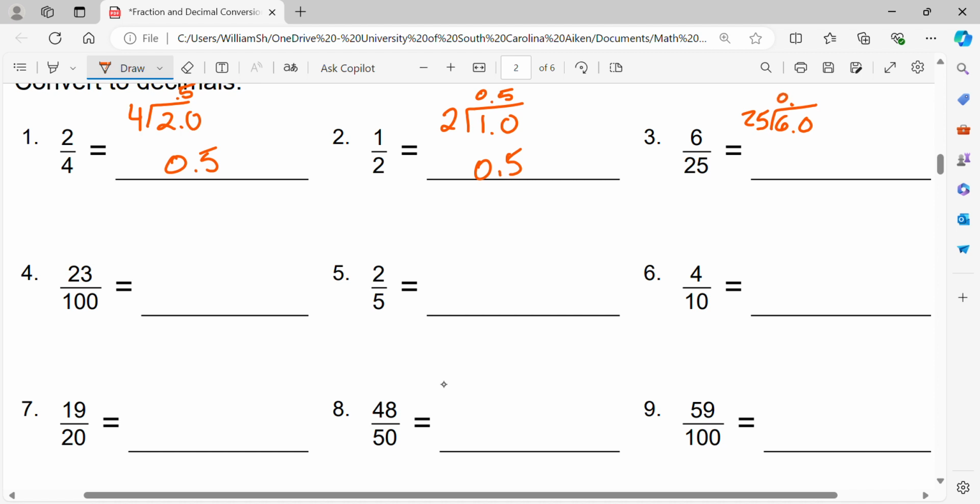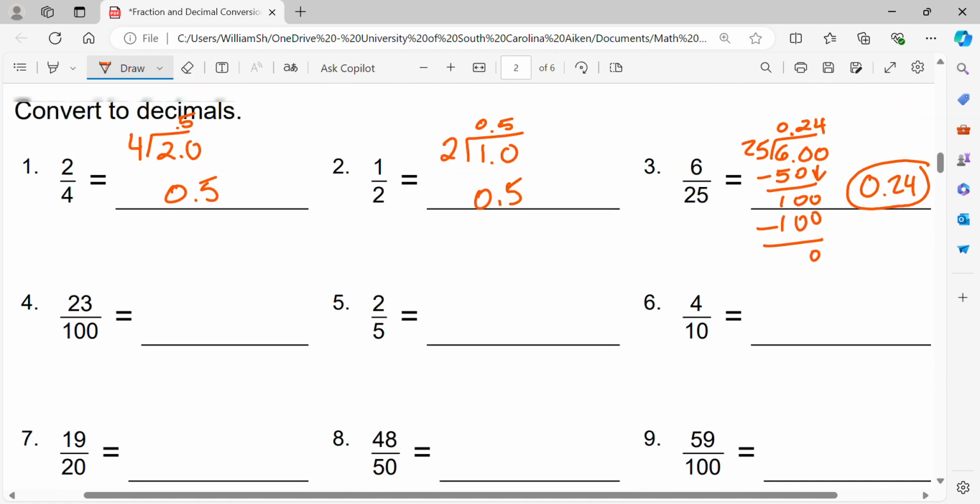Okay, 25 will go into 60 2 times. 25 times 2 is 50. So we'll subtract that away from the 60 and see what we have remaining. We have 10 remaining. We don't want a remainder, so we need to add a 0 here and then bring the 0 down. 25 goes into 100 4 times. 25 times 4 is 100. So that gives us the remainder of 0 we were hoping for. And our answer here is 0.24. So we have converted the fraction of 6/25 into 0.24.